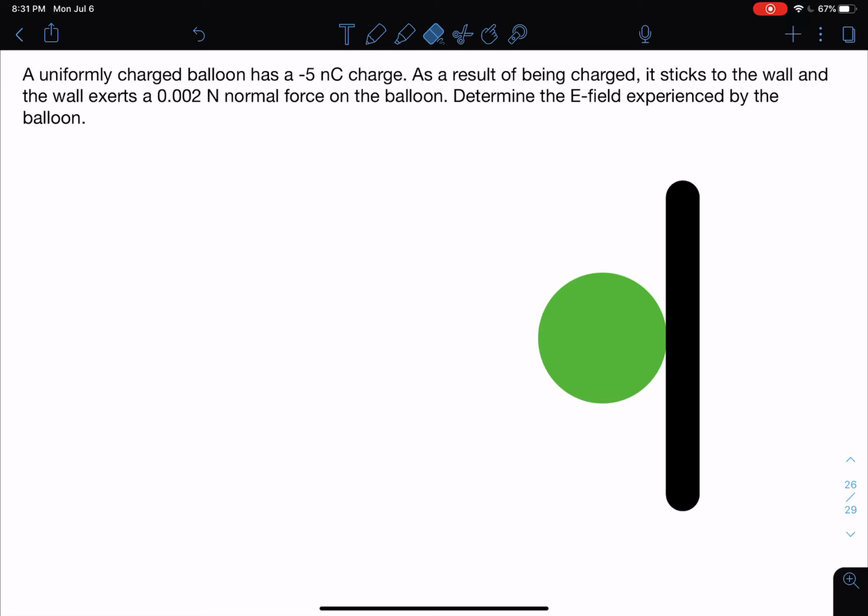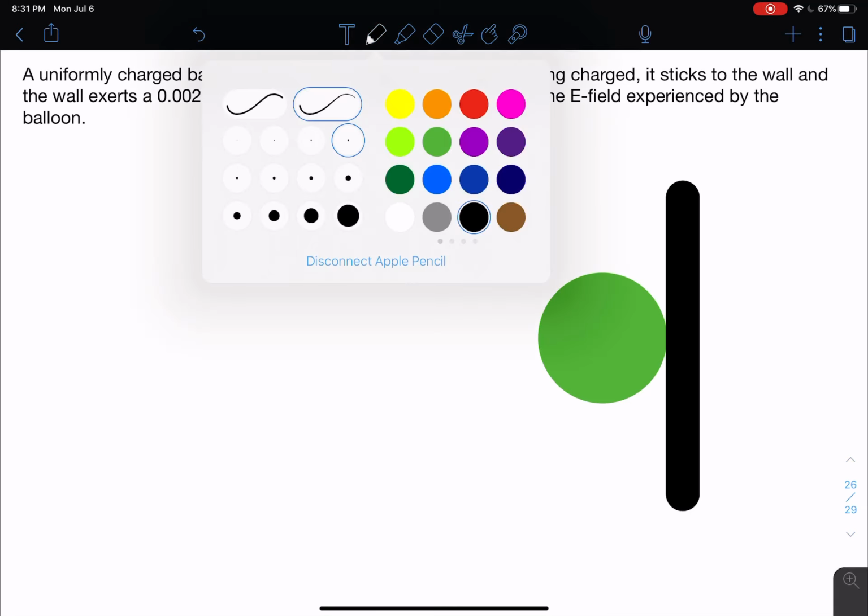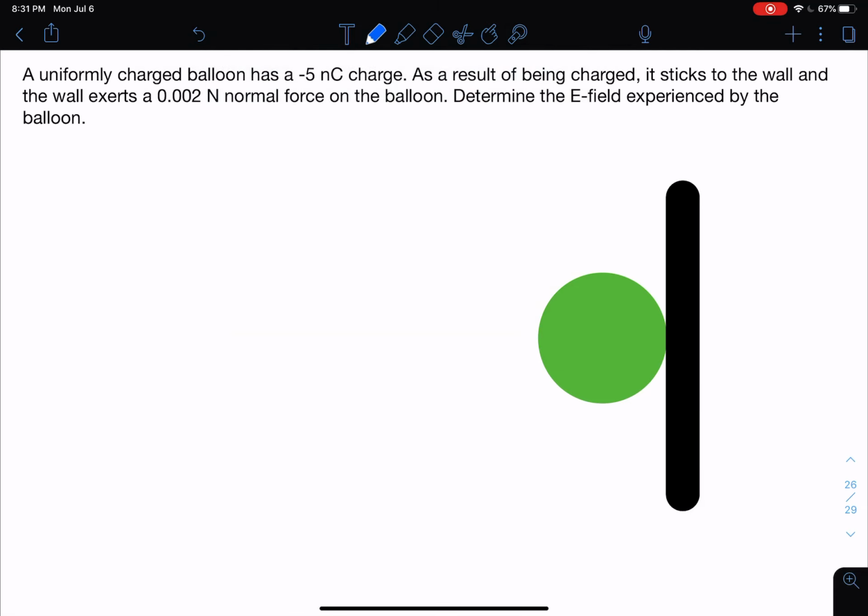Okay, so the first thing I'm going to do here, especially since I'm given a force, is draw my forces. That's my starting point, my force diagram. Obviously, we've got gravity going down. Label that Fg. We already know there's a normal force, we're told that. It's going to point this way because the normal force is always perpendicular to the contact surface.